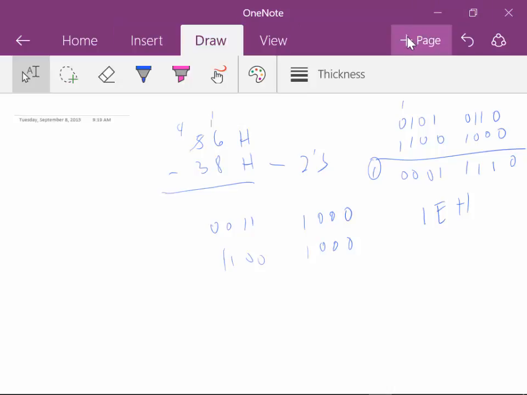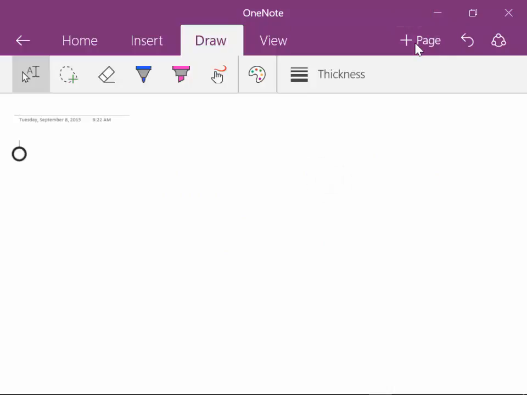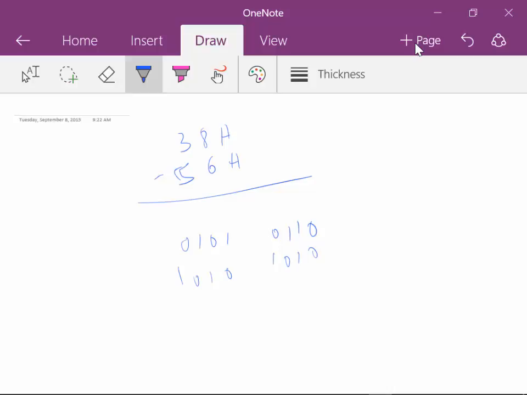Let me do another example where our result is going to end up being negative. Let's take 38 hex minus 56 hex. We're going to reverse that process, and our answer should be negative 1E. So 56 is 0101 0110. The 2's complement of that is 1010 1010. That's the 2's complement of that. As I said, I used the shortcut method to do that.